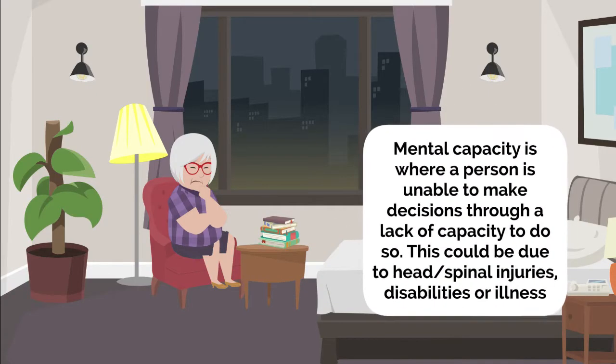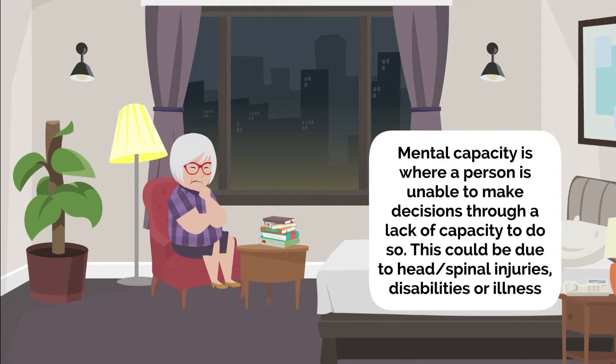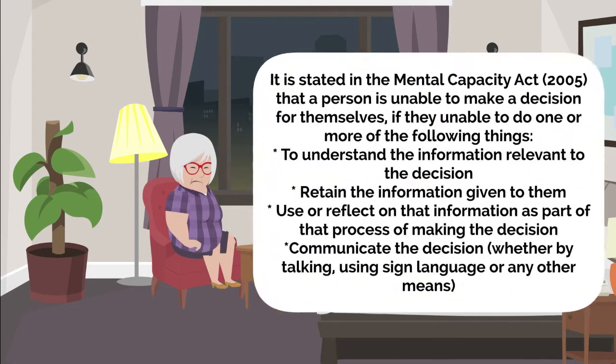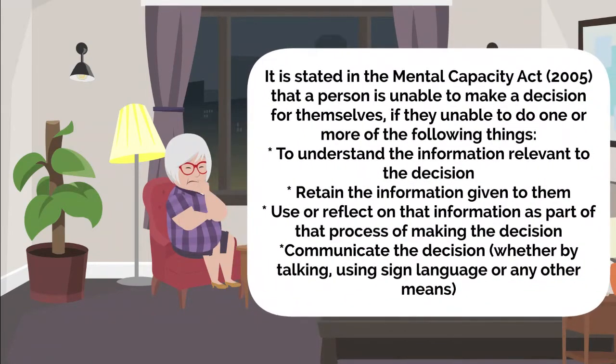Mental capacity is where a person is unable to make decisions through a lack of capacity to do so. This could be due to head, spinal injuries, disabilities or illness. It is stated in the Mental Capacity Act 2005 that a person is unable to make a decision for themselves if they are unable to do one or more of the following things: to understand the information relevant to the decision, retain the information given to them, use or reflect on that information as part of that process of making the decision, communicate the decision, whether by talking, using sign language or any other means.